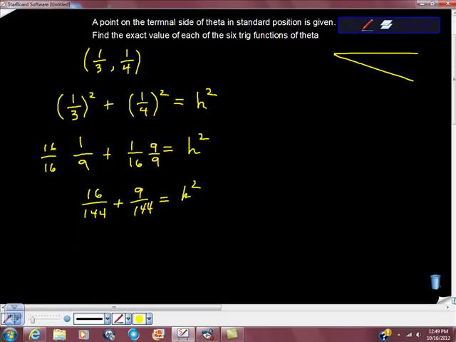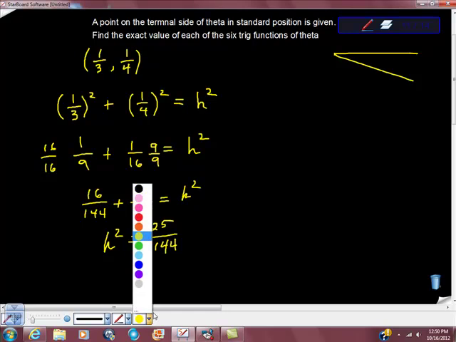From here, it starts to come together a little bit better, because hopefully you'll start to see that our h squared, our hypotenuse squared, is equal to 25 over 144. And hopefully what happens is you recognize that this is a perfect square and 144 is a perfect square, and hopefully the light comes on and you're like, okay, this is getting better. But a lot of people didn't get to that, so here we go. So I'm going to take the square root of both sides.